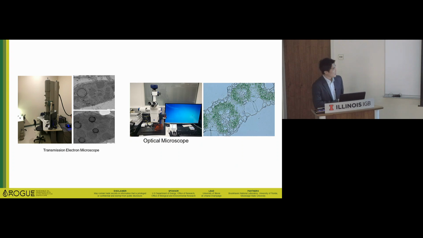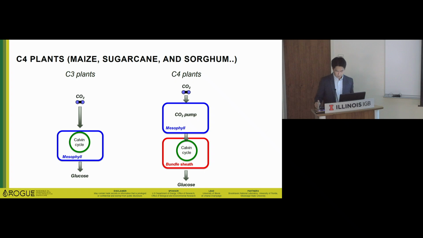As you can see, it's very hard to get a nice image, and this is worse in the optical microscope, so it makes further analysis hard. Adding to that, here's another problem, because I'm working with the C4 plant. So you might wonder why C4 matters.